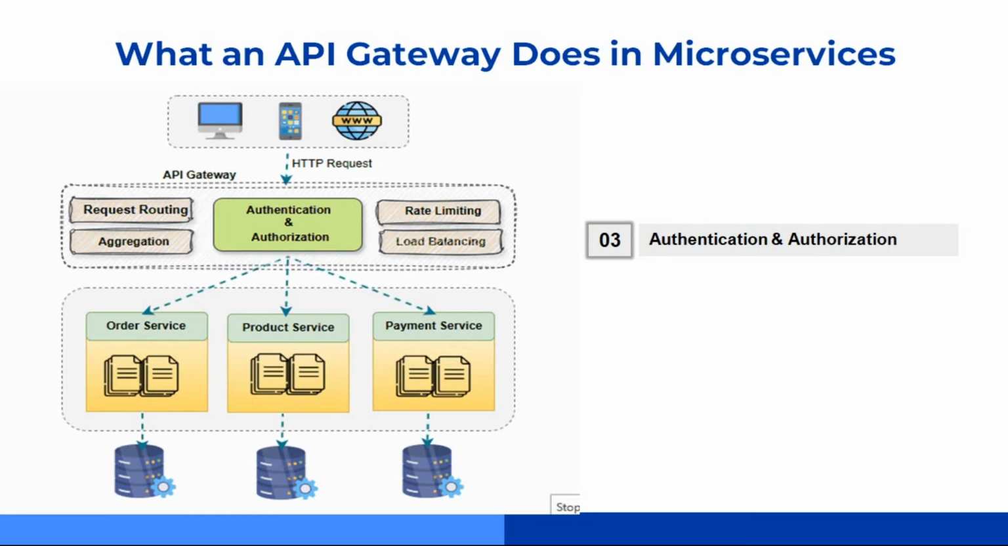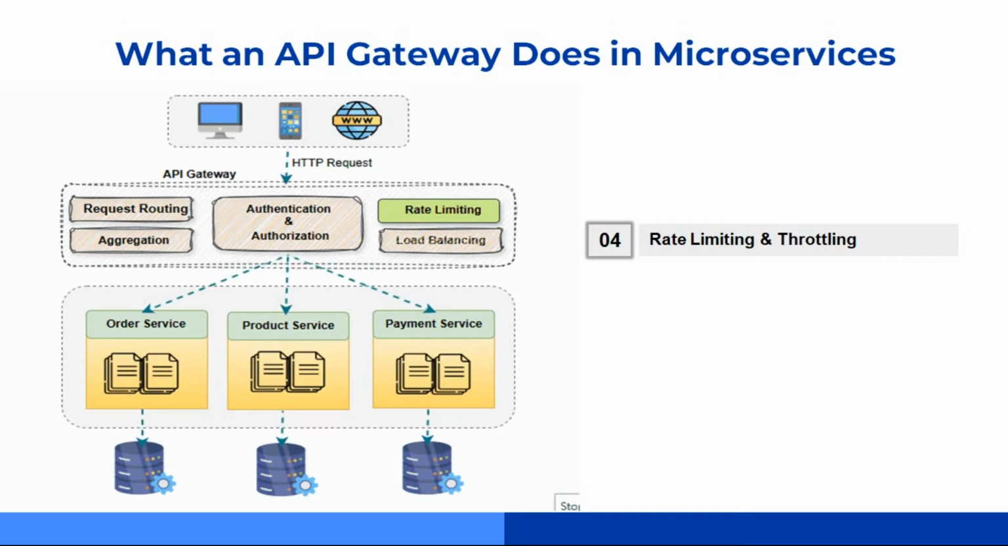Number 4, rate limiting and throttling. Imagine someone tries to flood your system with too many requests. The gateway can stop that. It limits how many requests a user or app can make in a certain time. This is called rate limiting. Throttling slows down traffic if it's getting too high. This protects your backend services from being overloaded.